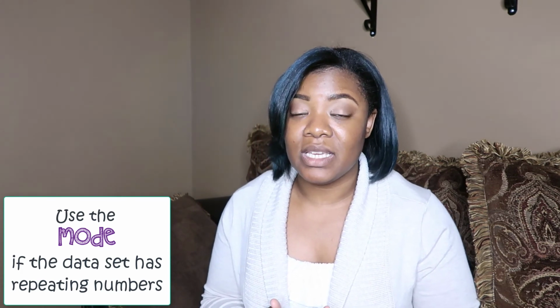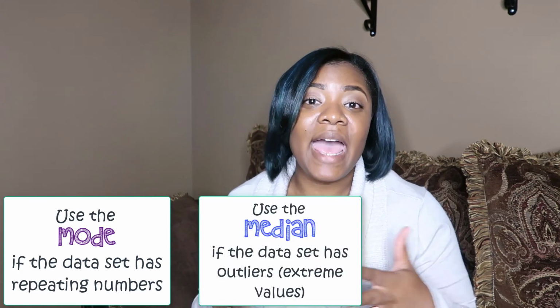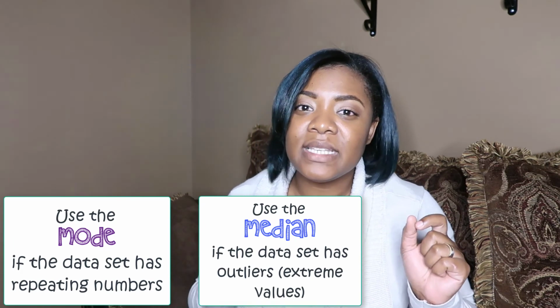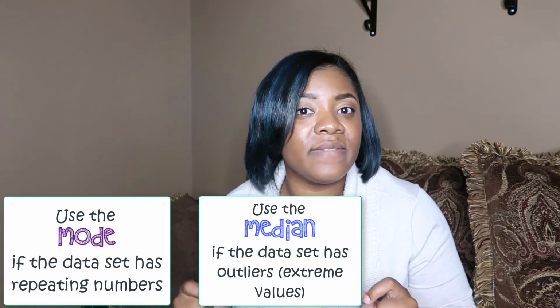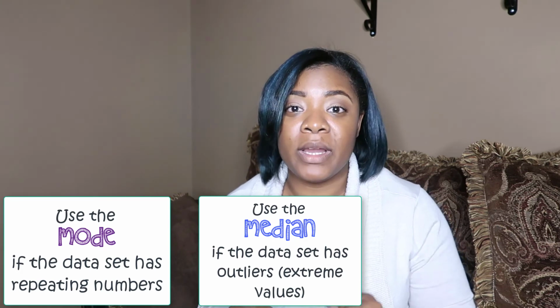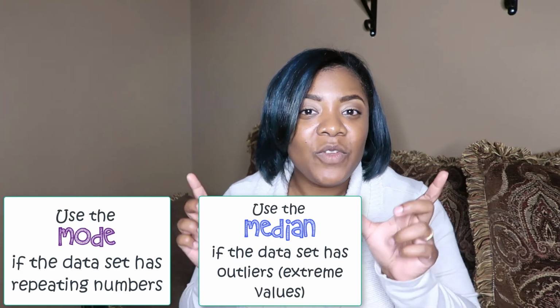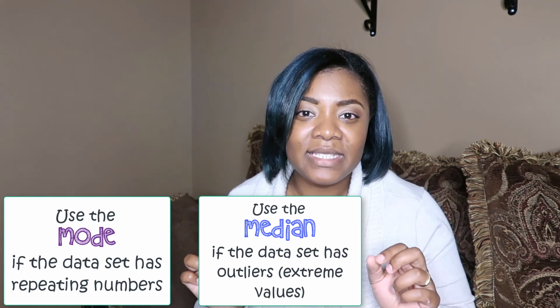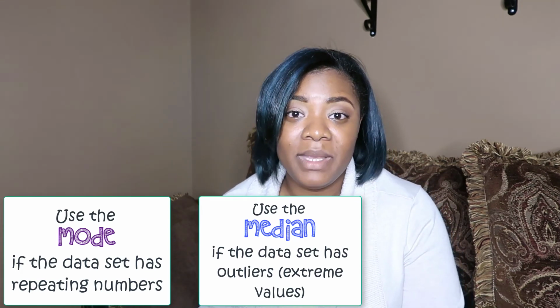So for instance, if you have a data set or a list of numbers where you end up getting a number that repeats often, then it's probably best to use the mode for your central tendency. If you have a data set that has outliers, and outliers are those extreme values, those numbers that don't seem to quite fit in with the rest of the numbers, and we'll talk about that more in another video. But again, if you have those outliers, it's probably best to use the median.